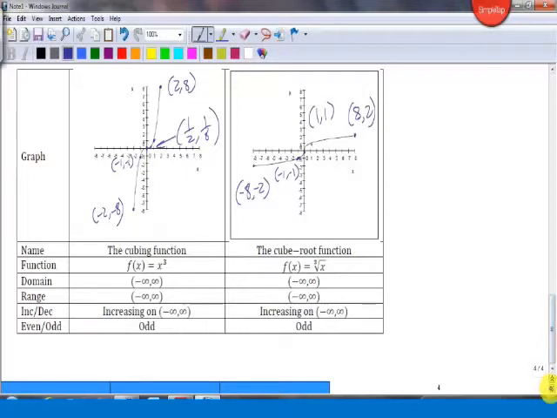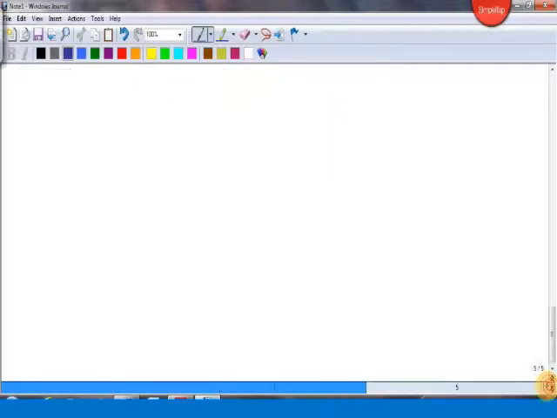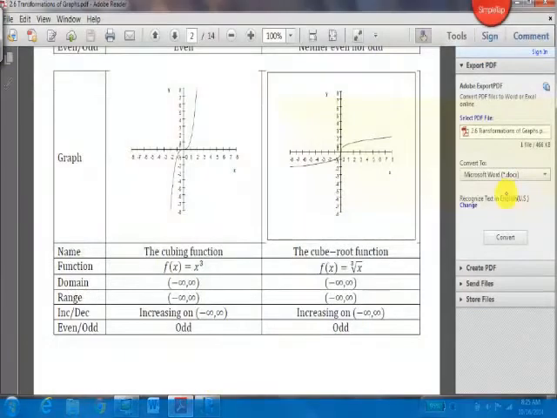All right. So those are a couple of pictures. Just etch those pictures in your mind. The cubing function, and I'll hurt myself, or just look really weird doing it. Something like that, I don't know. Cube root function.